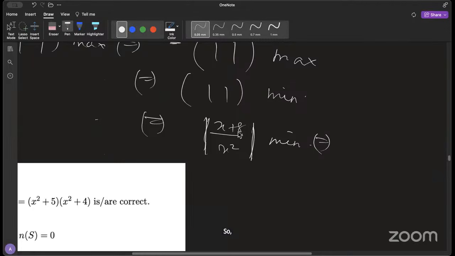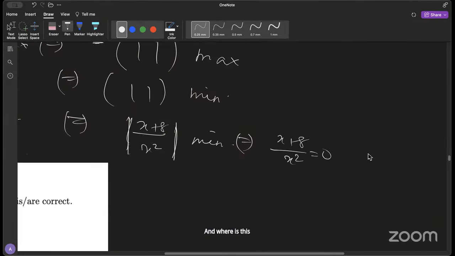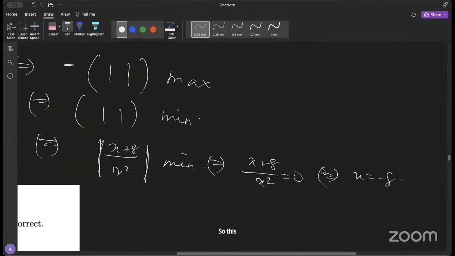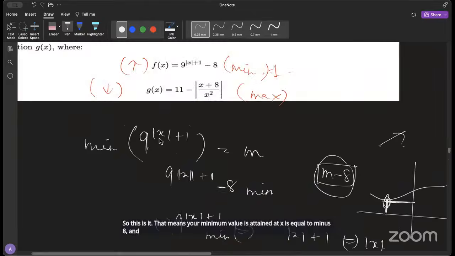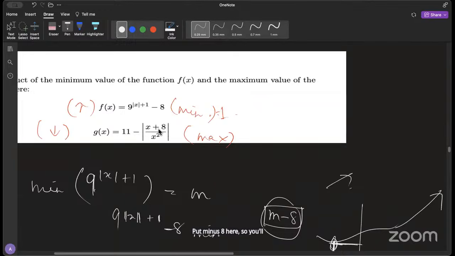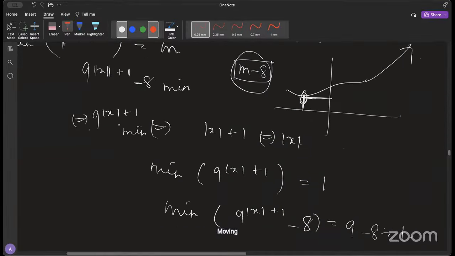So in a similar way, this is minimum when x plus 8 by x square is 0. And where is this 0? When x is equal to minus 8. That means the minimum value is attained at x equals minus 8. And what is the minimum value? Put minus 8 here, so you'll have minus 8 plus 8, 0. So the maximum value will be 11. That's it. And then I think you have to find the product. So it's 11. Moving on to the next question.